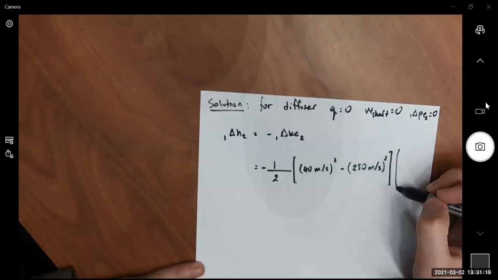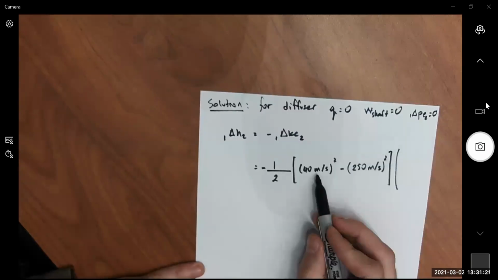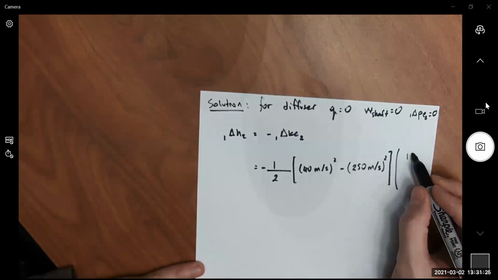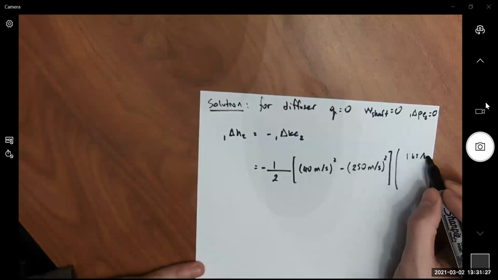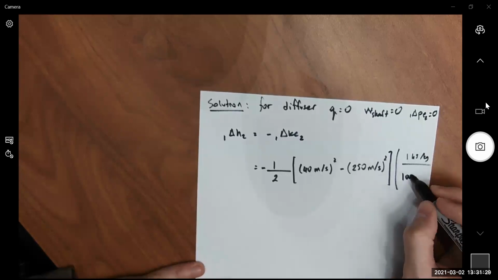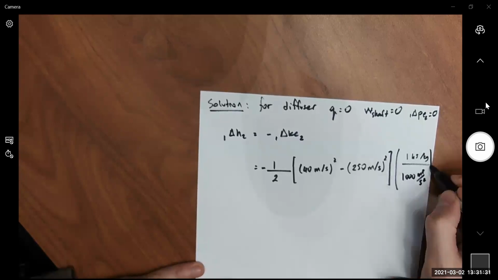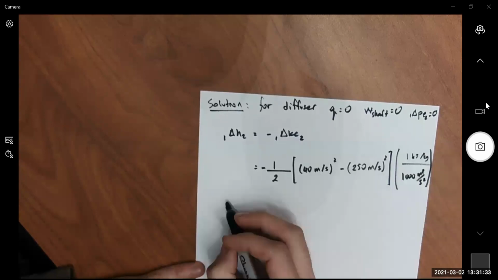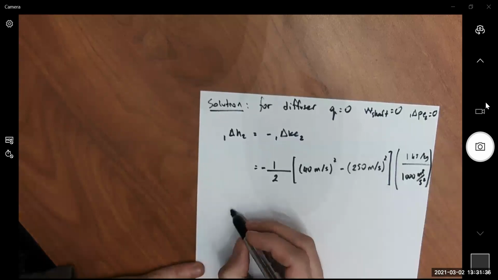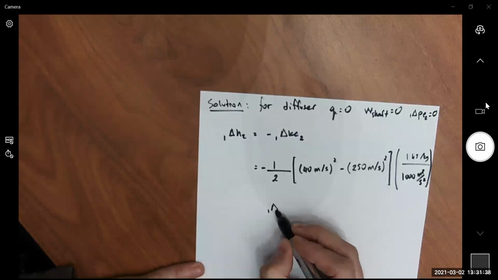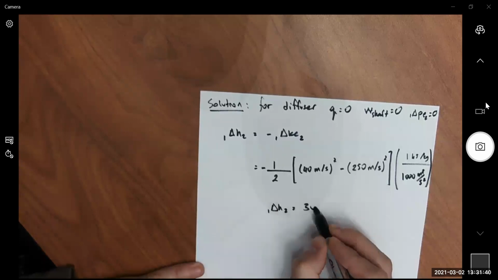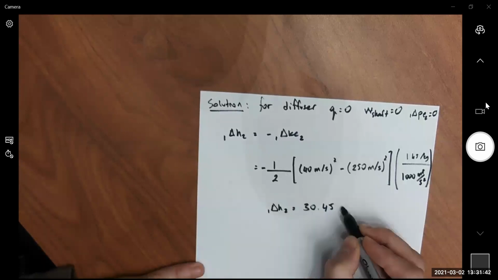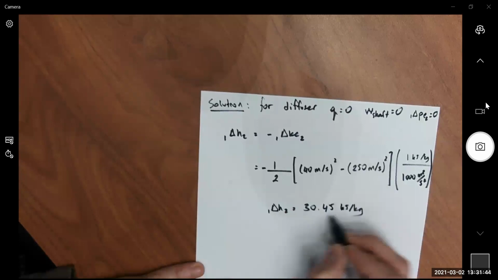Okay. I need a unit conversion because I have meters squared over second squared. I need kilojoules per kilogram. 1 kilojoule per kilogram equals 1,000 meters squared over second squared. So enthalpy difference from state 1 to state 2 will be 30.45 kilojoules per kilogram.